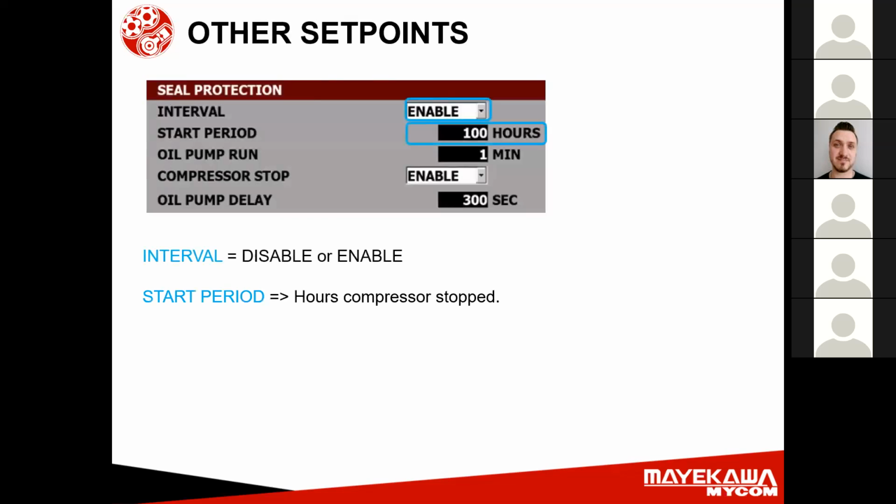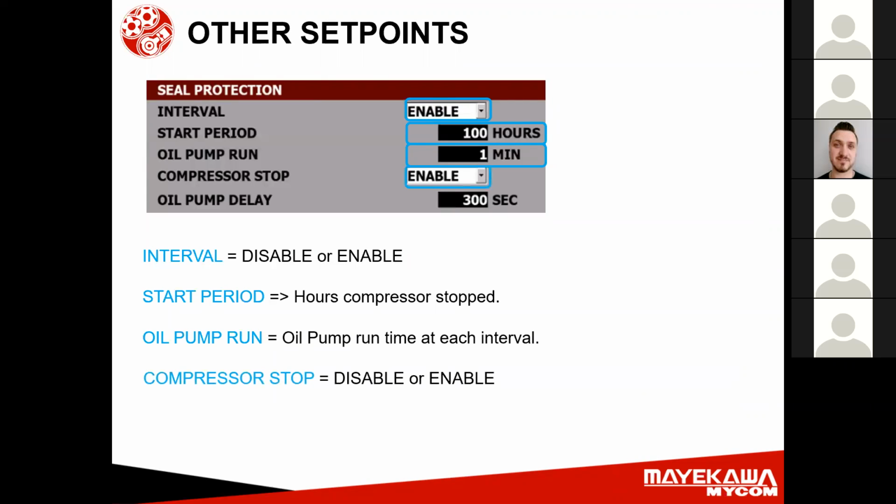This takes place when the compressor has been off for longer than the entered value. Oil pump run is the total time for the oil pump to run for each interval. Compressor stop, if enabled, allows the seal protection to operate if the compressor in auto start stop is yes, and the compressor has stopped due to cut out and is in standby. If disabled, seal protection will only function if there is no start command present.